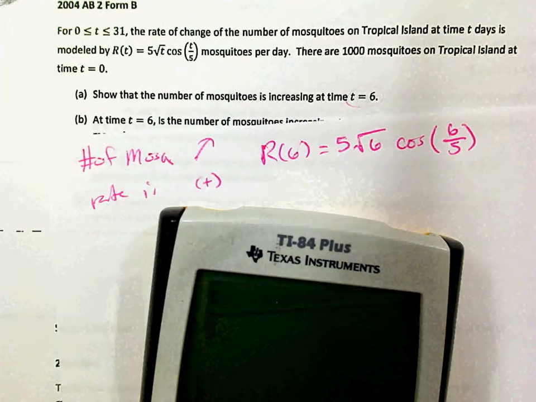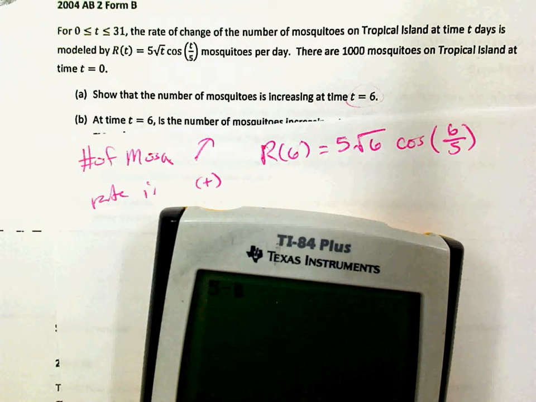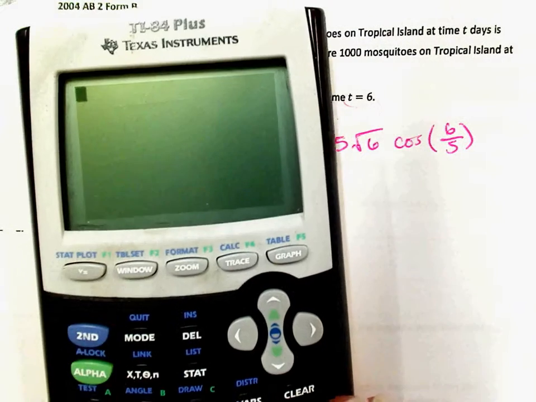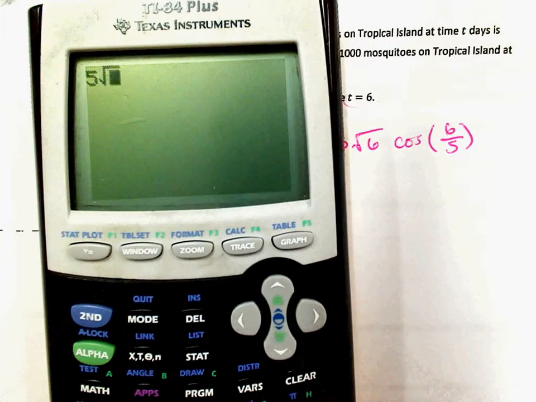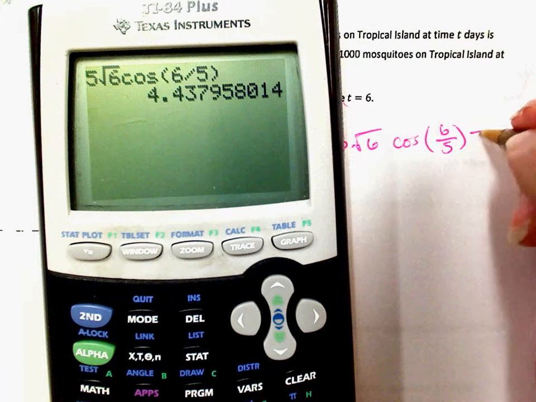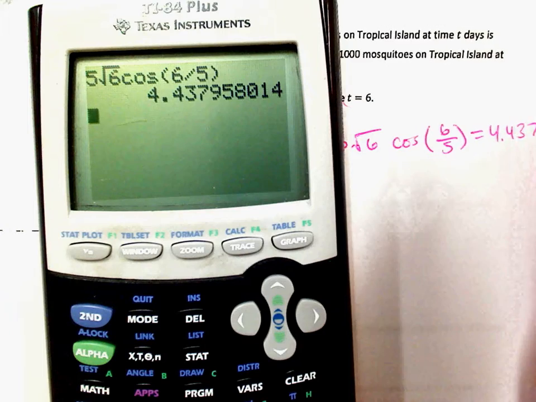5 square roots of 6. Oh my good lord, I cannot type this in. 5 square roots of 6 times the cosine of 6/5. And you get a positive number, right? So, what do you say? How do you justify?